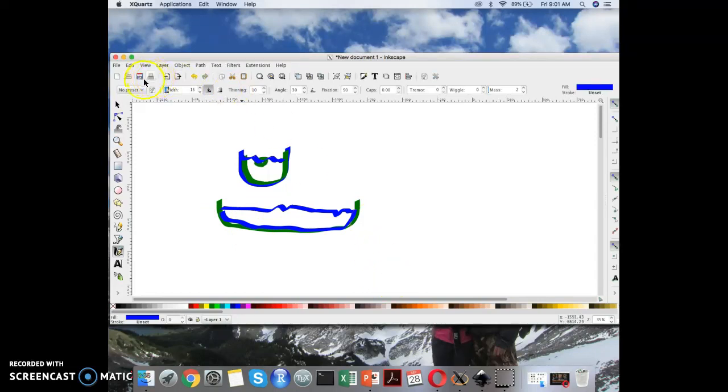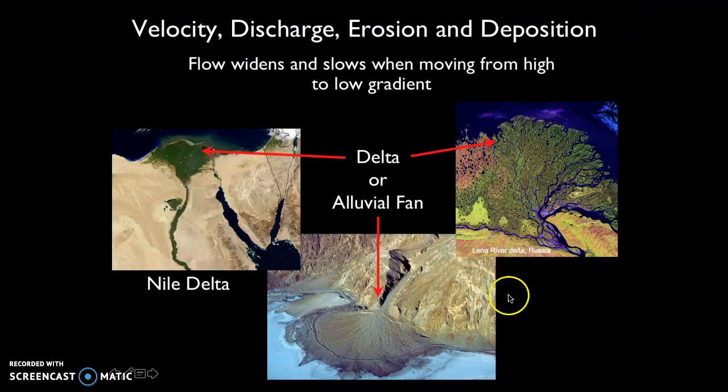Okay? I should also clarify that before we continue on. Okay. So, having those two things in mind, that again, velocity decreases when you usually widen the flow, and it also decreases if you lower the gradient, then we can recognize a few features of deposition. So those two features of deposition are going to be deltas and alluvial fans.